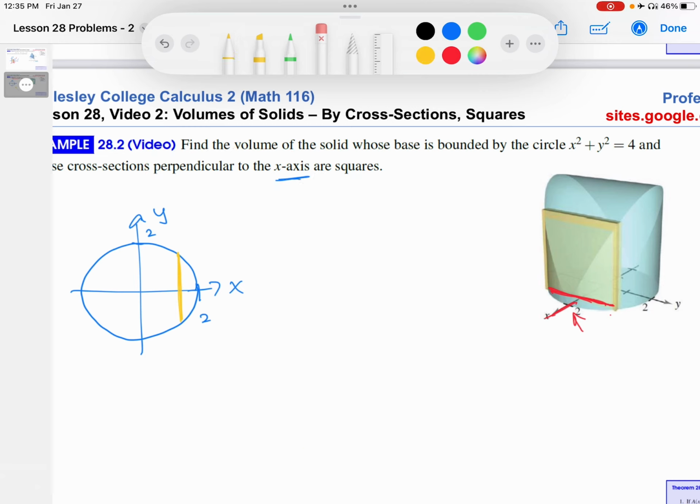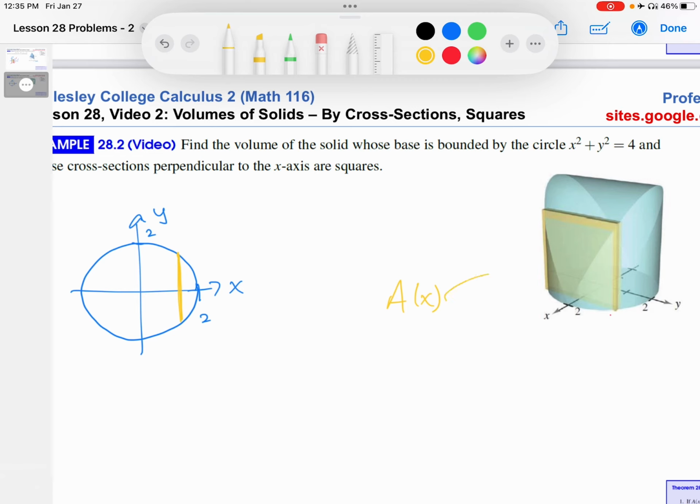And now the question is, what is the area of this square? I'm going to call that A of x. It depends on x, right? Because if the base is over here, then we have a smaller square. If the base is on the y-axis, we have the largest square, right? So the area depends on x. So the question still is, what is A of x?